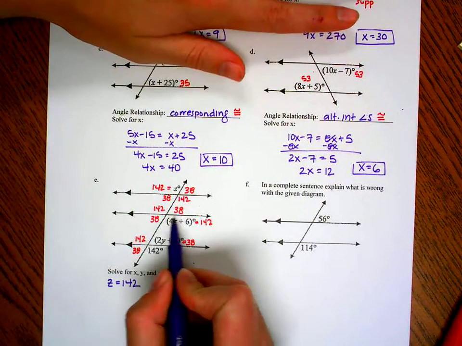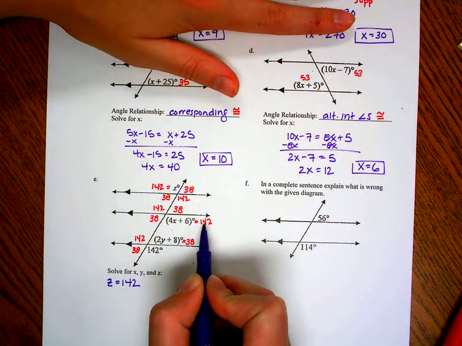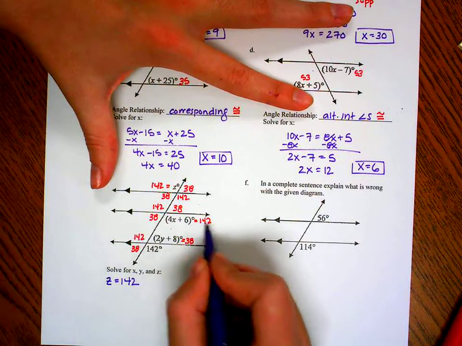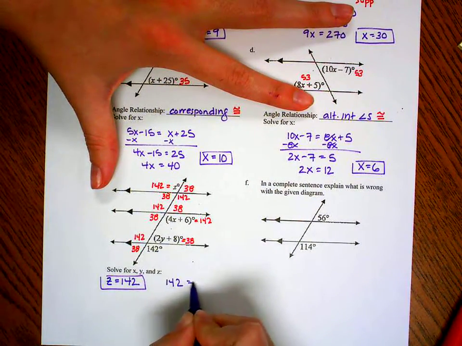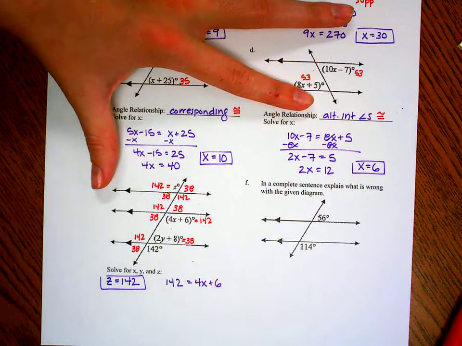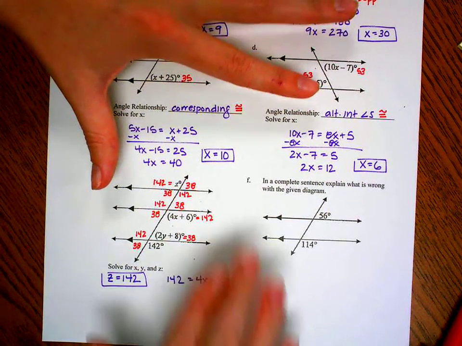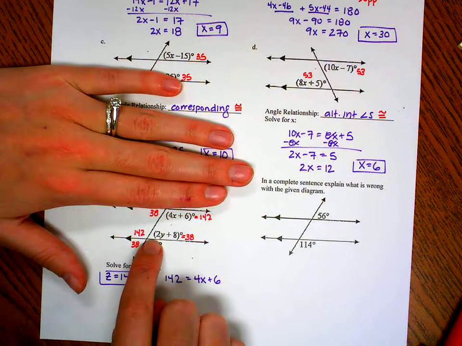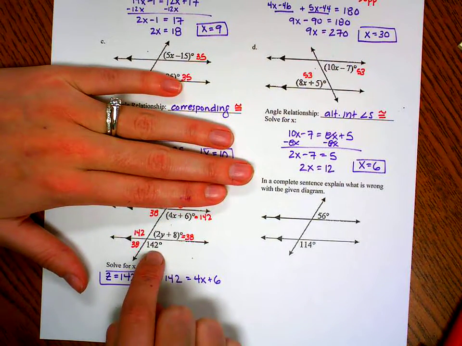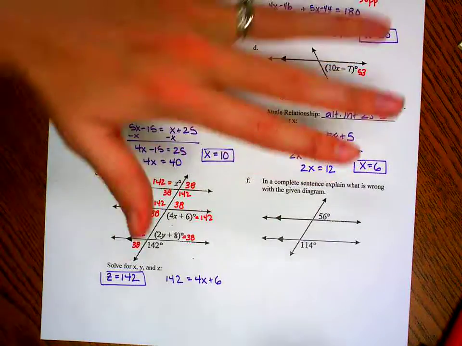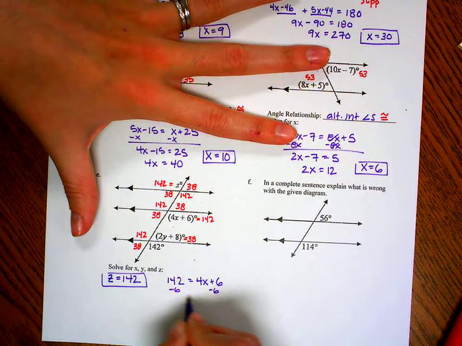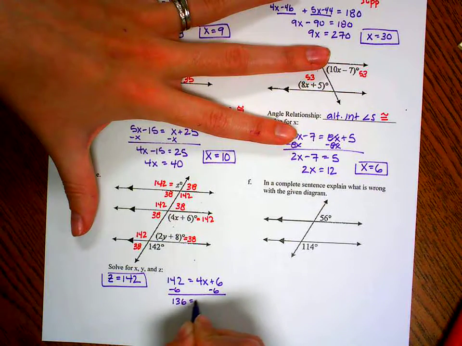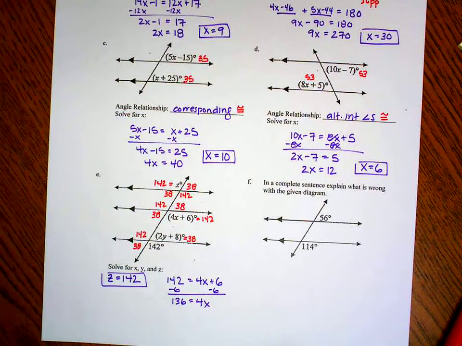Well, we know that this angle needs to be 142 total, so we can say that 142 equals 4x plus 6. If we hadn't written that in, you could have looked at this and said, okay, 142 and this angle here are corresponding. They're equal. We can set them equal. So let's subtract 6 on both sides. And you're going to get 136 equals 4x. I'm going to divide both sides by 4.